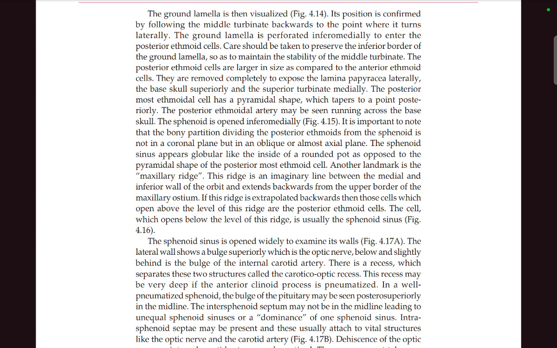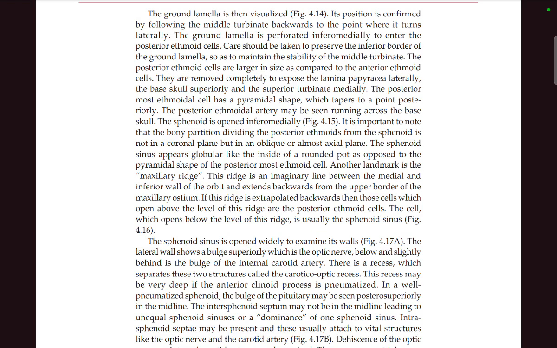It is important to note that the bony partition dividing the posterior ethmoids from the sphenoid is not in a coronal plane but in an oblique or almost axial plane. The sphenoid sinus appears globular, like the inside of a rounded pot, as opposed to the pyramidal shape of the posterior-most ethmoidal cell. Another landmark is the maxillary ridge.